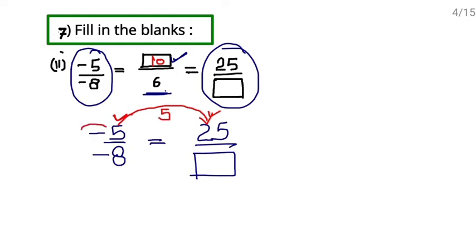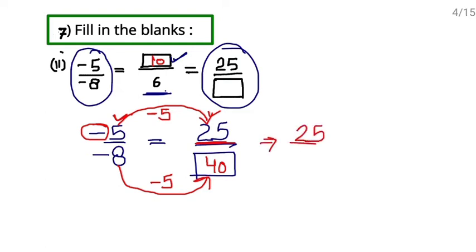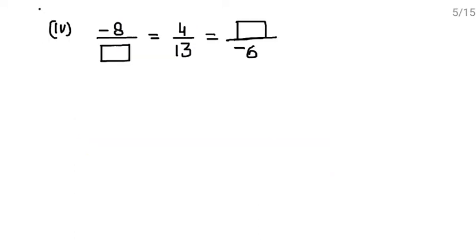Sign is changing. Previously it was minus. Now this is of plus sign. It means we will multiply by a negative integer. So multiply the denominator also by the same integer, minus 5. 8 5's are 40, minus minus plus. So this is 25 upon 40. So the value of this blank will be 40. Clear? Let's do one more part.